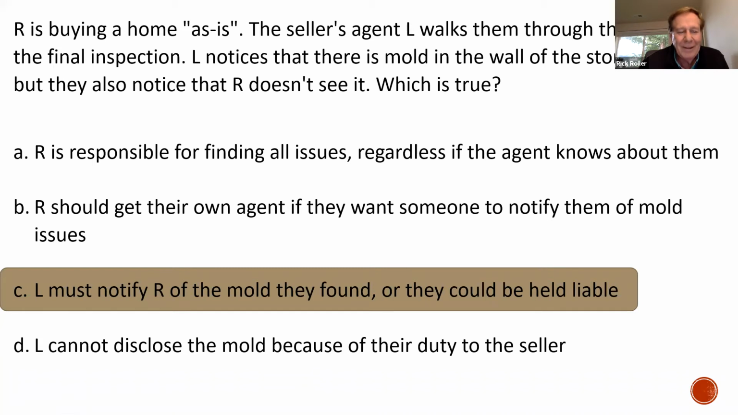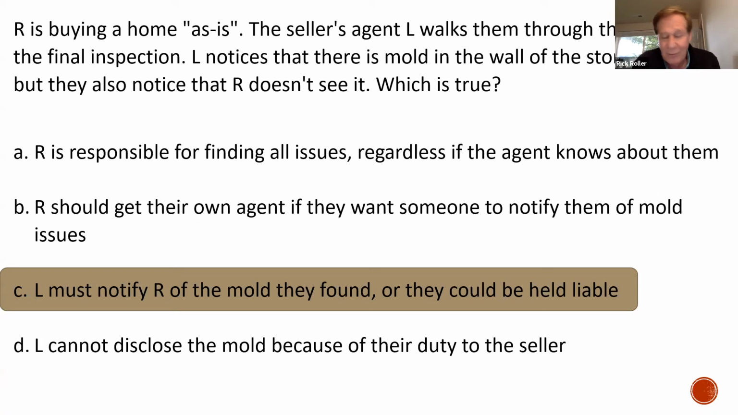Now, L noticed the mold. And even though R didn't see it, L has a responsibility, because that could easily be construed as a material fact. So C is correct, and L cannot disclose the mold because of their duty to the seller. Now, your duty to the seller doesn't allow you to hide material facts. Okay, just don't. We never lie or cheat anybody, guys.